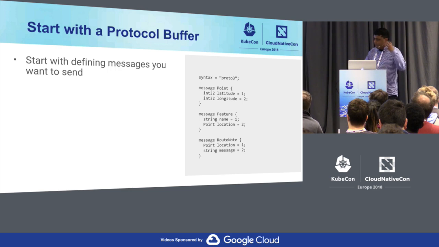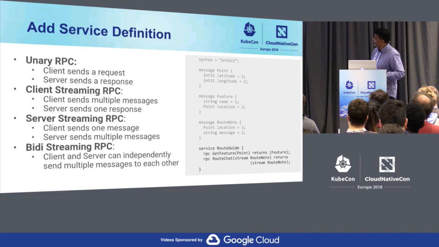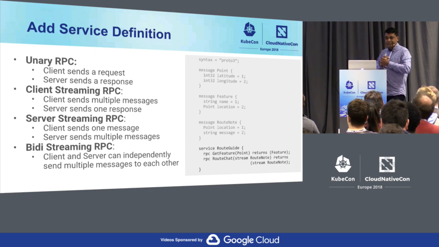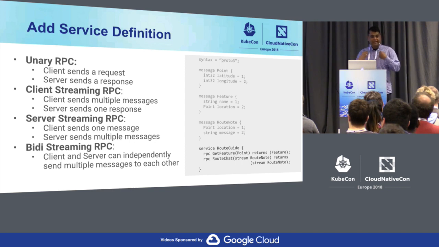So once you've defined your messages, these are the objects that you're going to send, then you need to start thinking about the service definition. gRPC allows two basic types of RPCs, unary and streaming. Unary is where the client sends a message and the server sends a response. Client streaming is where the client starts sending a list of messages one after another, and once it's done, the server sends a response. Server streaming is the opposite of that: the client sends a request and the server keeps sending responses.